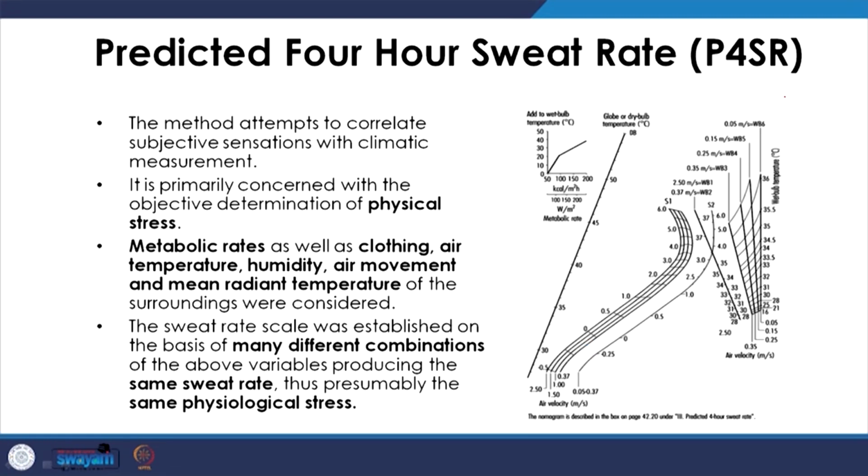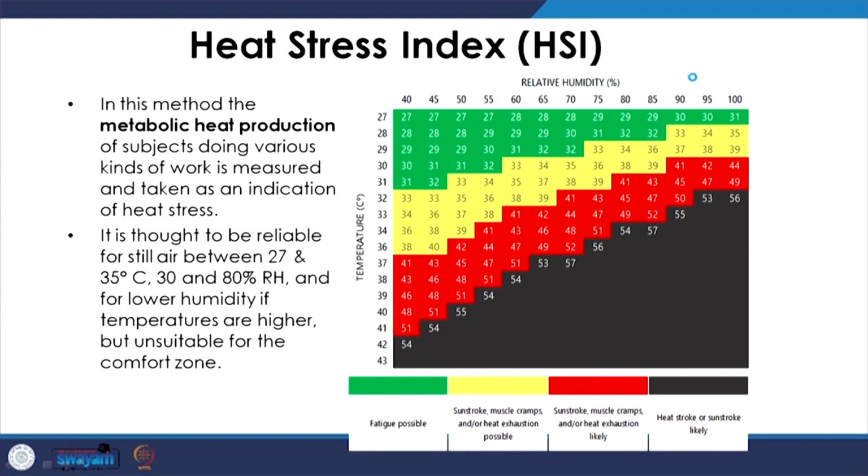Another index which was slightly different from all the previous ones that we have discussed is the P4SR, which is predicted 4-hour sweat rate. Here the metabolic rate as well as clothing, air temperature, humidity, air movement, and mean radiant temperature of the surrounding was considered for the first time in the same state as we understand today. So, all these 6 parameters were put together, and the index actually looked at the 4-hour sweat rate, to understand the given environmental condition and the thermal comfort implication of it, whether it will be thermally comfortable based upon the predicted sweat rate. So, this was a new and an interesting concept.